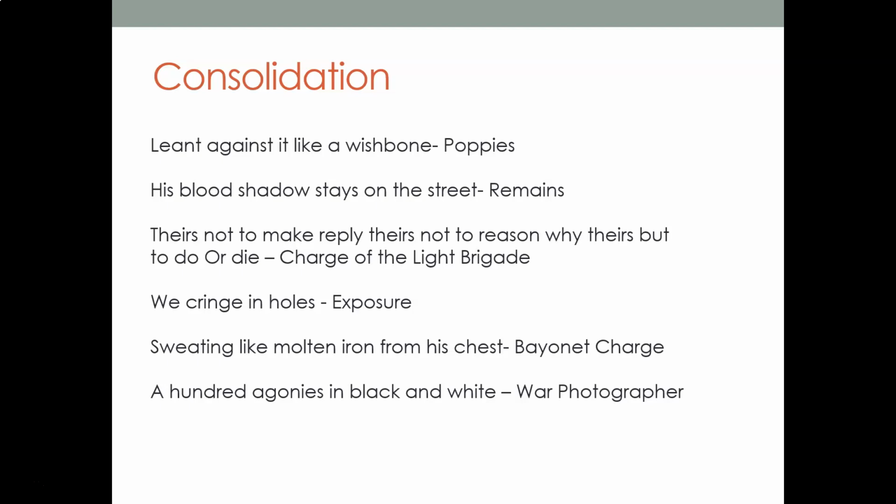So "sweating like molten iron", and then "a hundred agonies in black and white". Guys, who is she really describing in this poem, in this line? What's the hundred agonies? Yeah, it's all the dead. It's all the injured and the dead people that the war photographer is taking photos of. So when you describe one thing as if it is something else, you're looking at metaphor. So "a hundred agonies in black and white" is a metaphor for the injured and dying people.